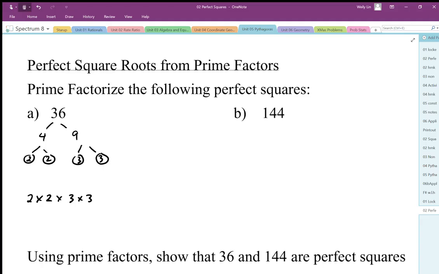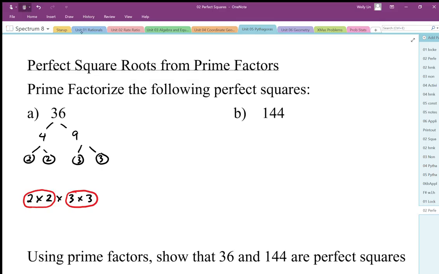And the characteristics of perfect squares when we look at the prime factors is that the prime factors can be grouped into groups of 2 with no leftovers. So we have pairs of 2s, pairs of 3s with no leftover pairs.